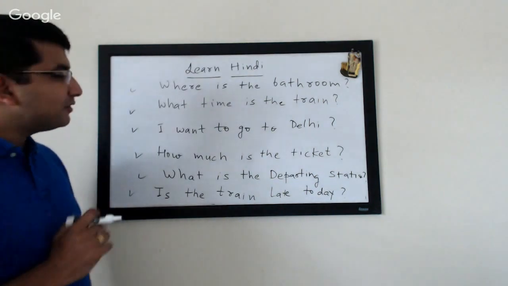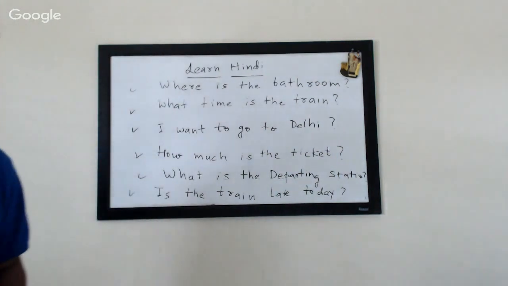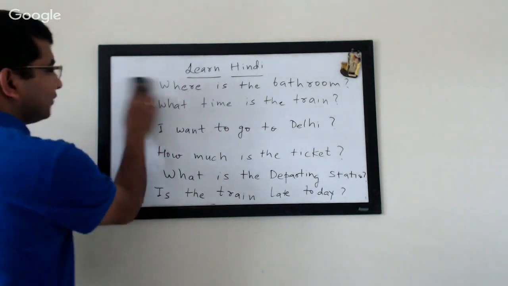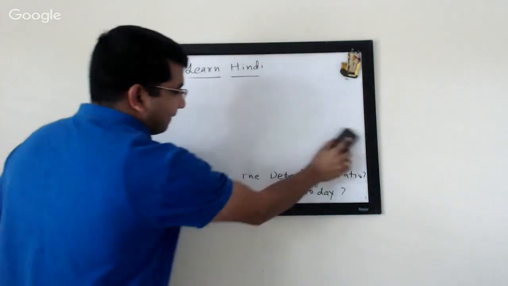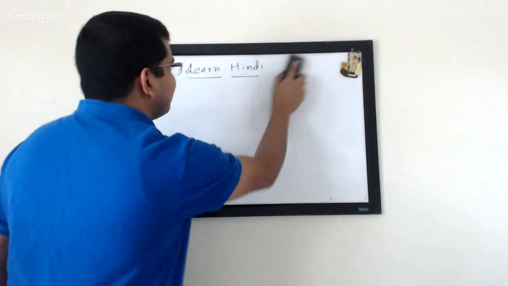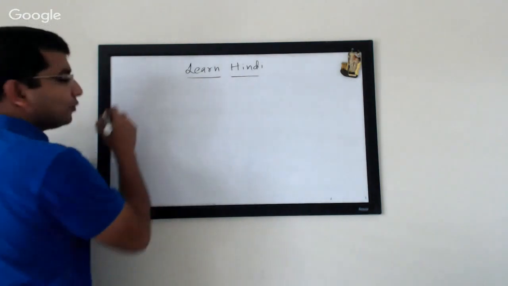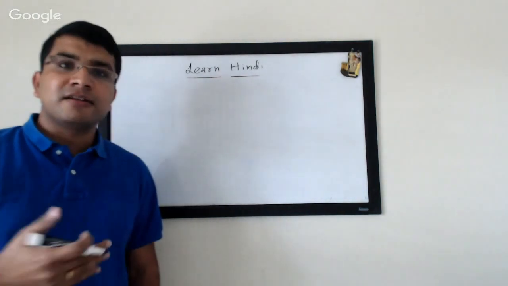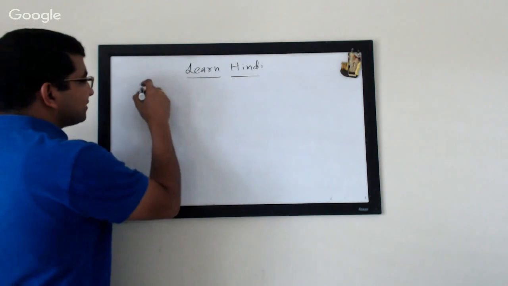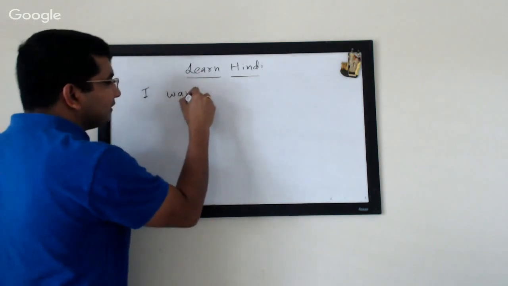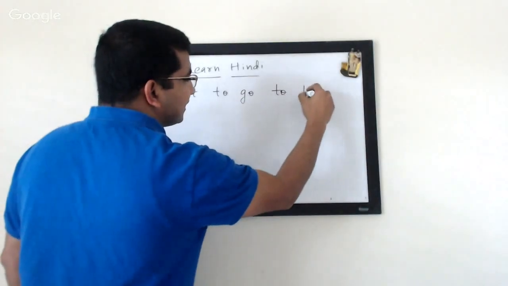If you're traveling to any place, you want to find out how do you say these things in Hindi. So let's get started, and let's start from the very basics. The first thing, if you go to a train station, assuming that you are standing in the queue where you get the ticket, the first thing you want to probably say is, I want to go to, which you also mentioned, Jennifer. I want to go to, let's say, Delhi.